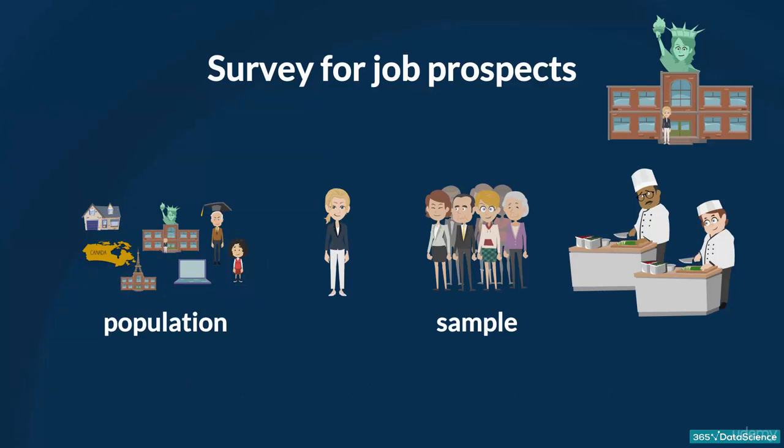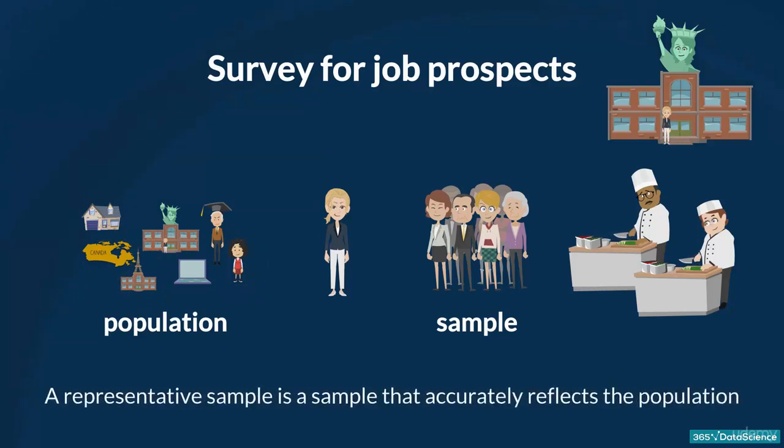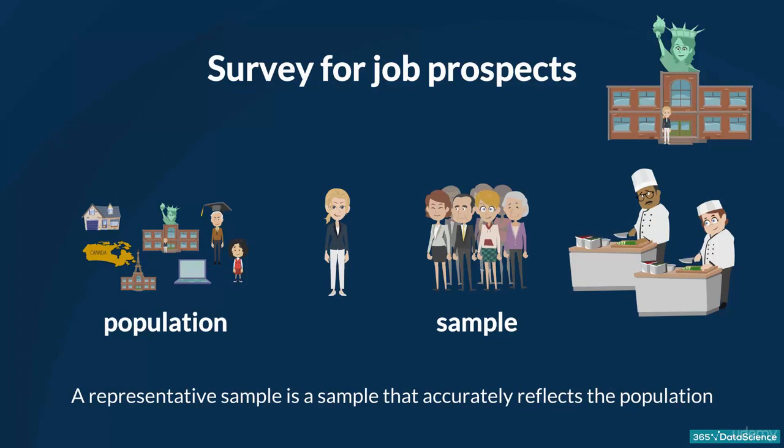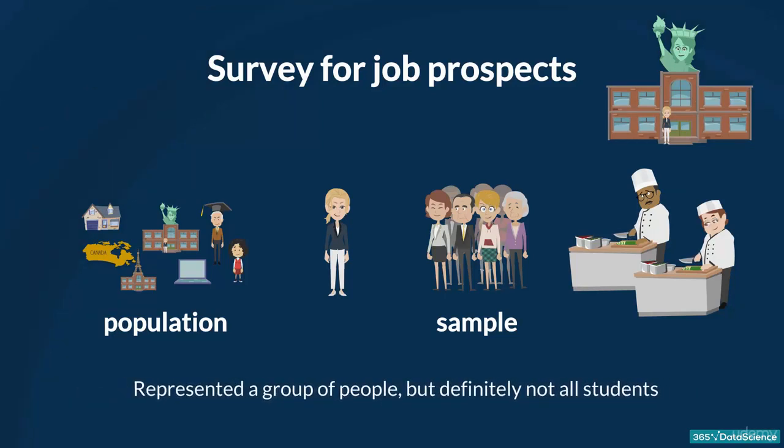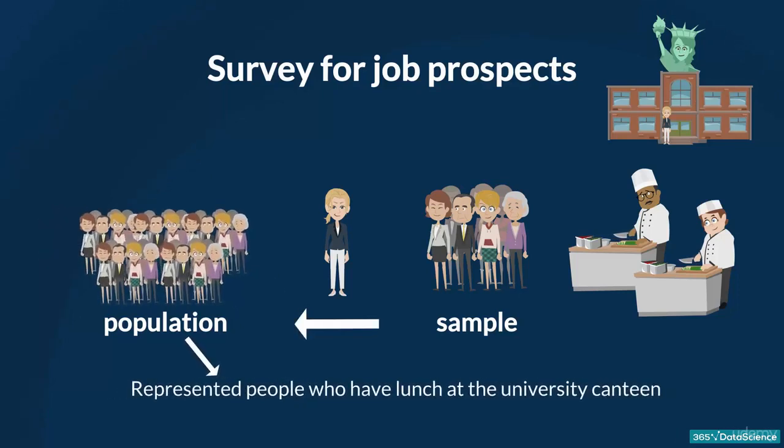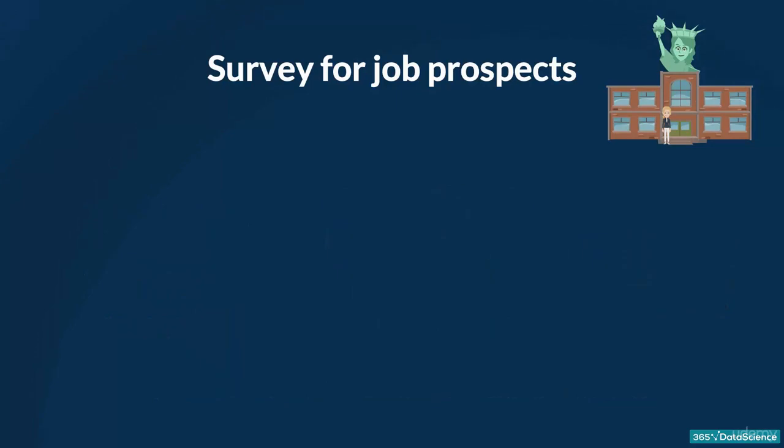What about the representativeness of the sample? A representative sample is a subset of the population that accurately reflects the members of the entire population. Our sample was not random, but was it representative? Well, it represented a group of people, but definitely not all students in the university. To be exact, it represented the people who have lunch at the university canteen. Had our survey been about job prospects of NYU students who eat in the university canteen, we would have done well. By now, you must be wondering how to draw a sample that is both random and representative.